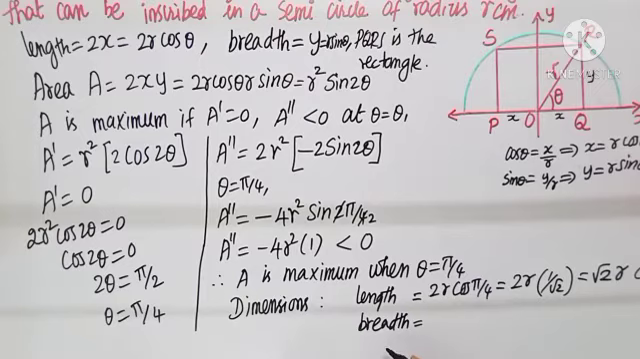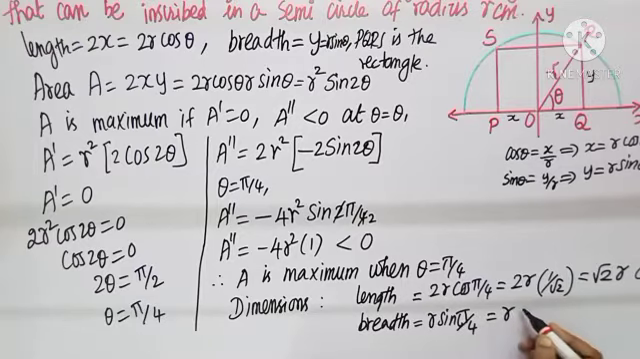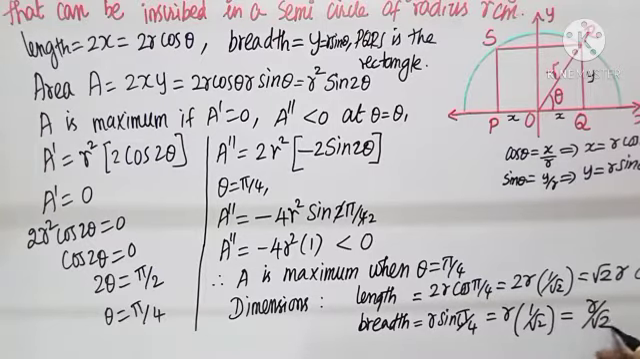Breadth. Breadth is r sine theta. Here it is sine pi by 4. R into sine pi by 4 is 1 by root 2. So we get r by root 2 centimeter, and that is the answer.